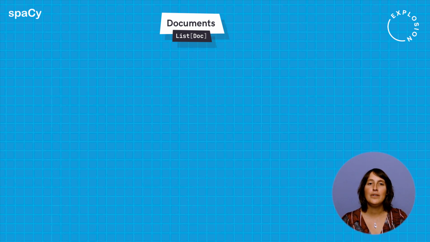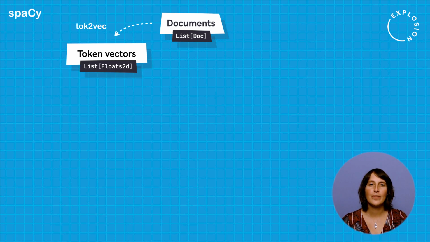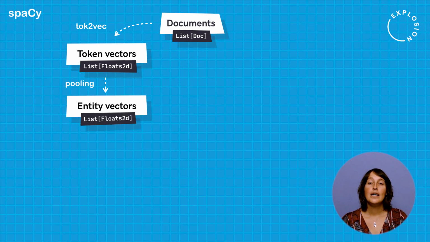Let's translate this example into a schematic overview of the neural network. I've added type annotations to help clarify the type of data that flows through the different layers of the network. The input list of documents is first processed by the tok2vec layer, which produces a 2-dimensional matrix of floating point values for each document. We refer to this matrix as an object of type Floats2d. As the named entities in this document can consist of multiple tokens, we need a pooling layer that can summarize multiple vectors into one, for instance by taking the mean.